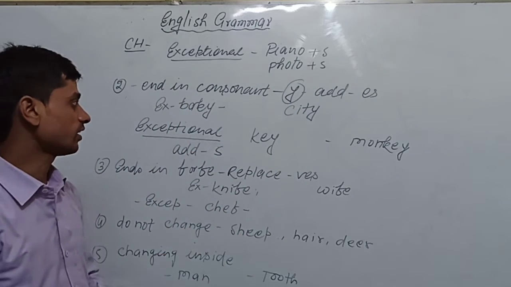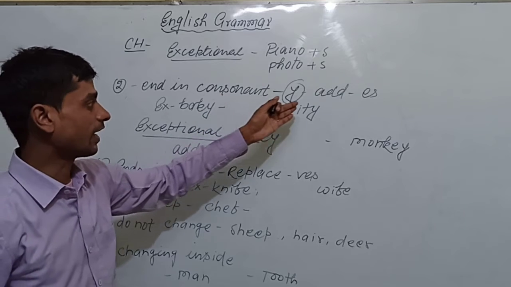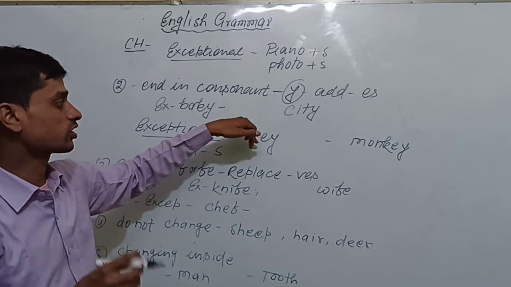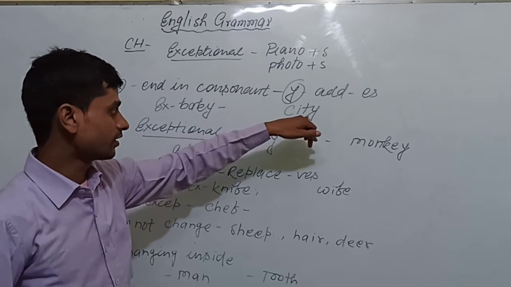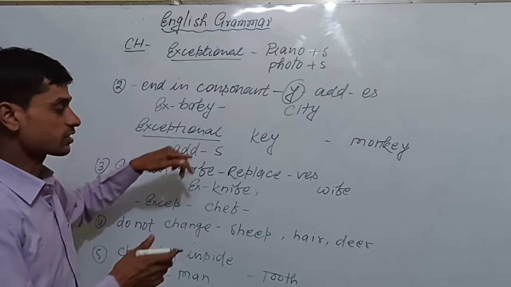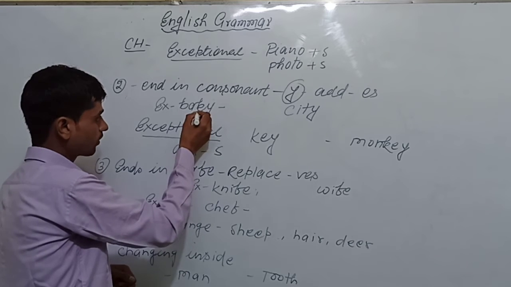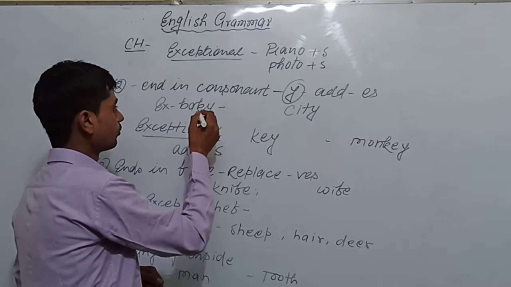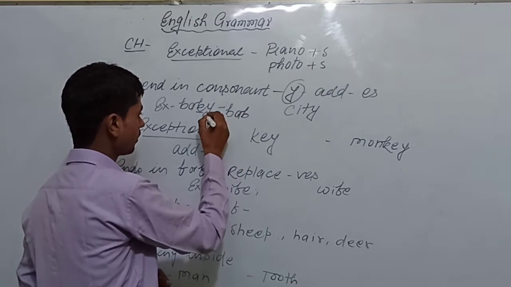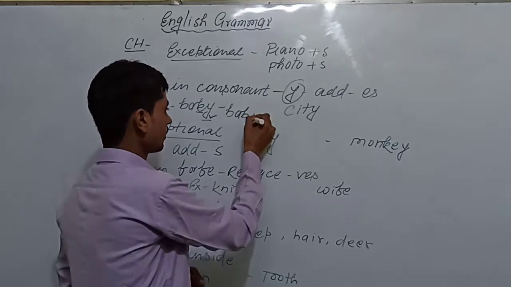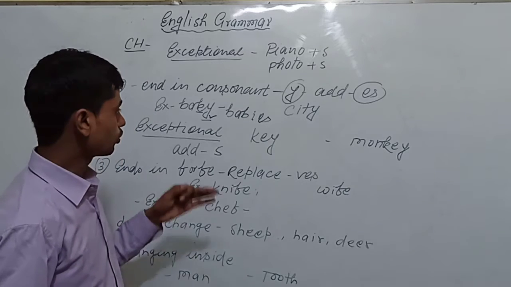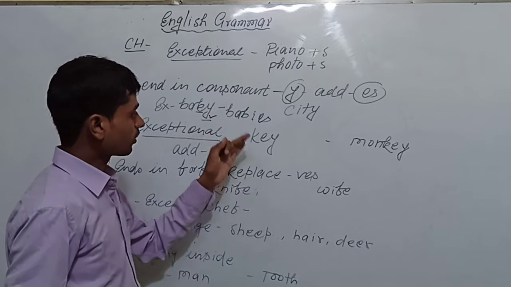Next rule: some words end in y and before y there is a consonant, then we replace y and add es. अगर last letter y हो और before y consonant letter हो, a e i o u को छोड़कर, then we add es to make plural. Just like baby. What is the last letter? Y. And before y? Consonant. So here we replace the y with i and add es, and it will be babies. So baby will be converted into babies.